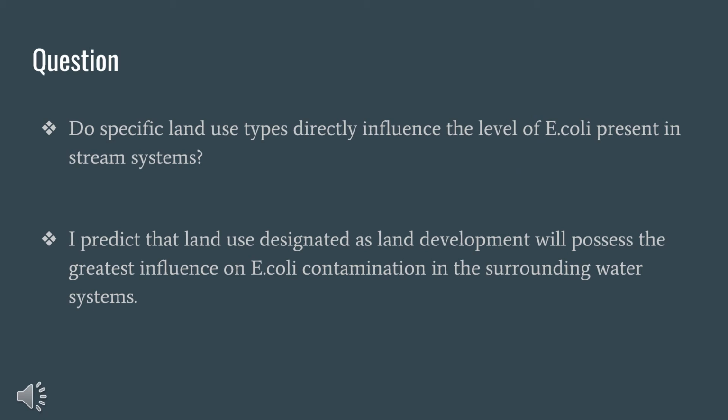To maintain a better understanding of potential sources of fecal contamination in streams, I conducted a study which would allow me to investigate if specific land use types directly influence the level of E. coli present in stream systems. I predict that the land use designated as land development or urbanization will possess the greatest influence on E. coli contamination in the streams.